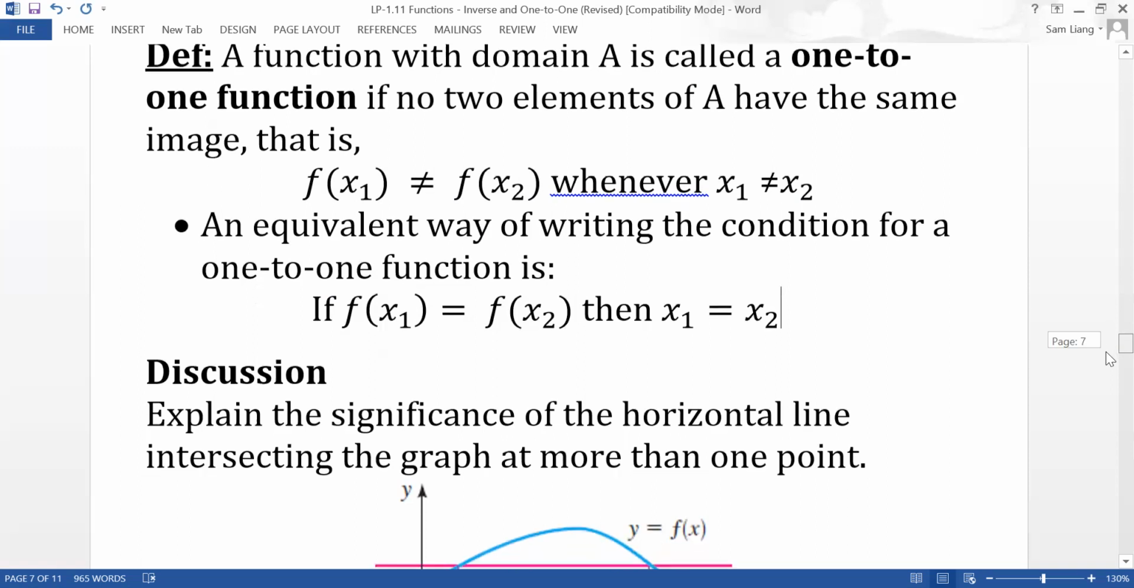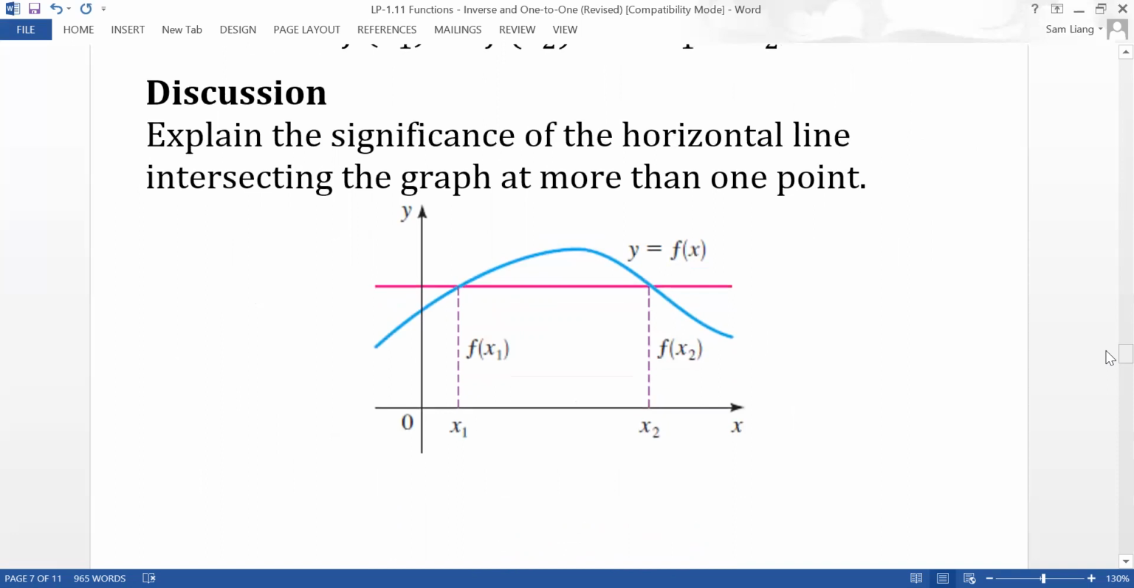Okay, so here, explain the significance of the horizontal line intersecting the graph at more than one point. This is alluding to the horizontal line test. As you can see, you have x1 and x2, they're not the same. And you have the corresponding y values, f of x1, f of x2. So this will not be one-to-one, right? Because to use the analogy, two different Bronstein students both get mapped to the same y value, which means that they have the same OSIS number, which is a problem, because we wouldn't be able to identify that student.